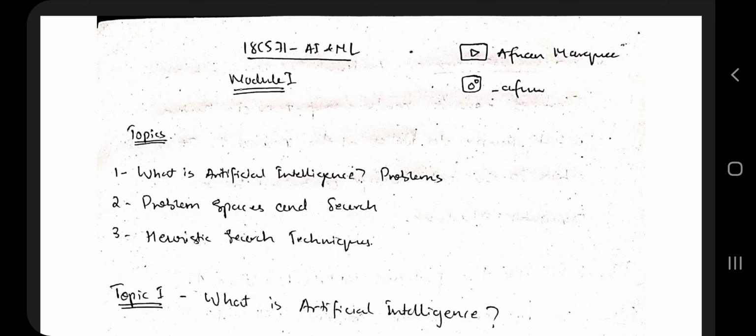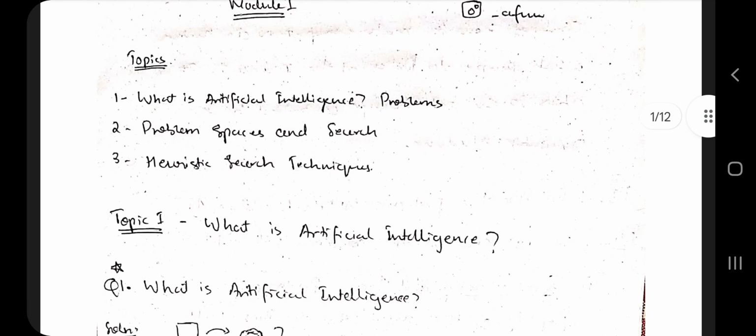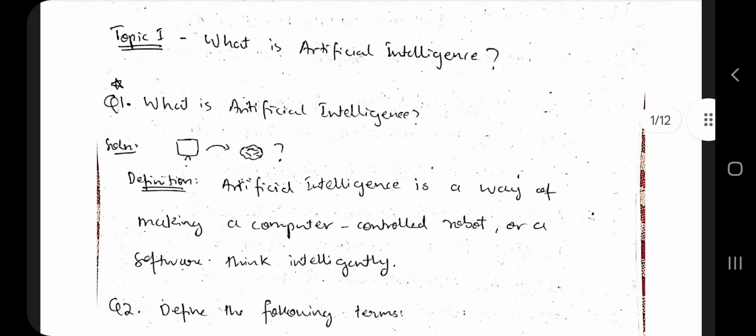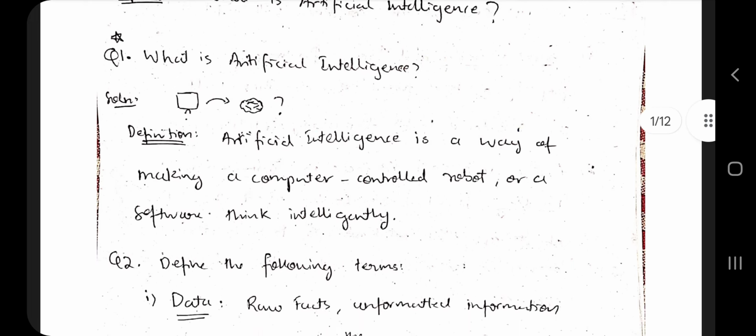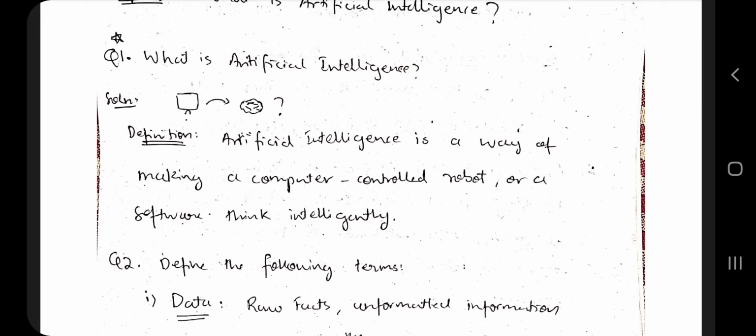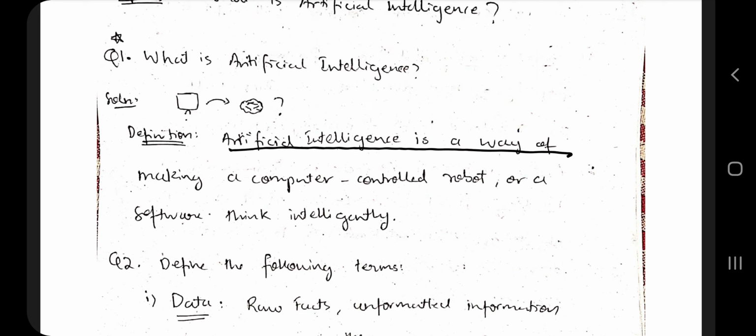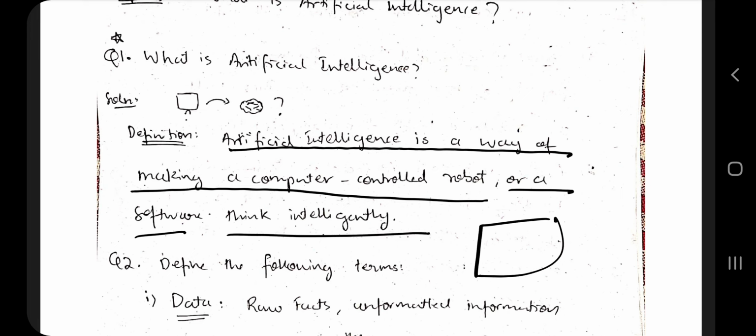So let's get started with the first topic. What is artificial intelligence? Okay, so the question in the exam paper could be as follows: what is artificial intelligence? So basically you have to write the definition in your own words. There are numerous definitions, but the main key concept you need to write is that the computer thinks intelligently. Okay, that is what artificial intelligence is. Artificial intelligence is a way of making a computer controlled robot or a software think intelligently. If you are able to make a computer think intelligently, that is known as artificial intelligence.